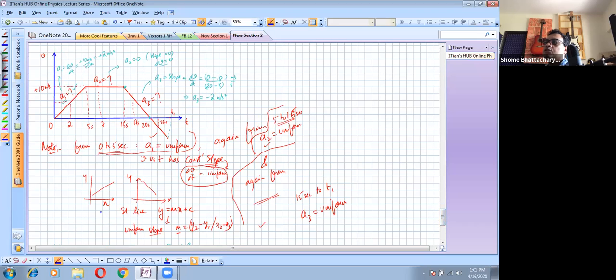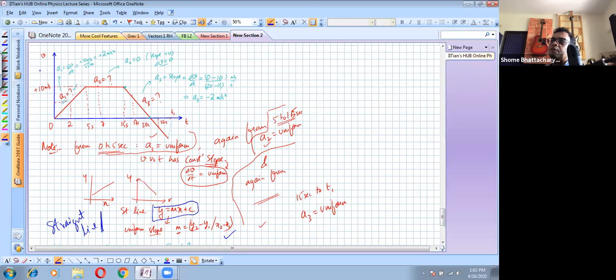So understand how I'm using this theory. This is a straight line in mathematics. The equation of a straight line is y is equal to mx plus c, where m is the slope and we calculate it by this formula: y2 minus y1 upon x2 minus x1.